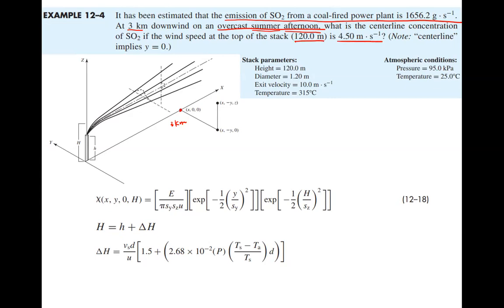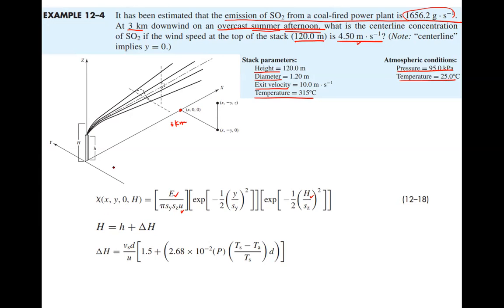It also gives us the stack parameters: the height, diameter, and exit velocity, since the pollutants come out with a certain vertical velocity. You have the temperature of the plume, the pressure of the atmosphere, and the ambient pressure. Since we have this equation here, we can refer to the parameters. The E here is the emission rate, and we have this term already. We have the U, which is the wind velocity. Then H is the effective stack height.